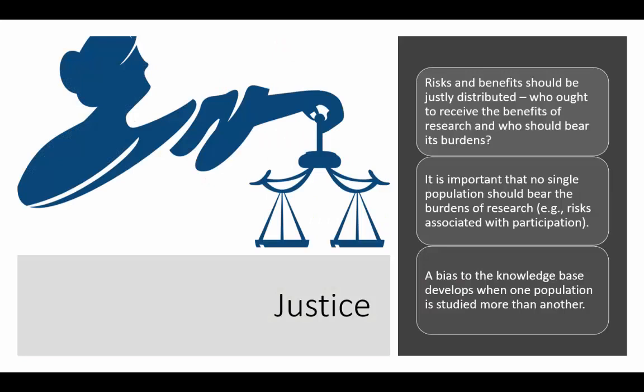Justice. The risks and benefits should be justly distributed. In other words, who ought to receive the benefit of the research and who should bear the burdens? It's important that no single population should bear the burden of research, for example, risks associated with participation. A bias to the knowledge base develops when one population is studied more than another.